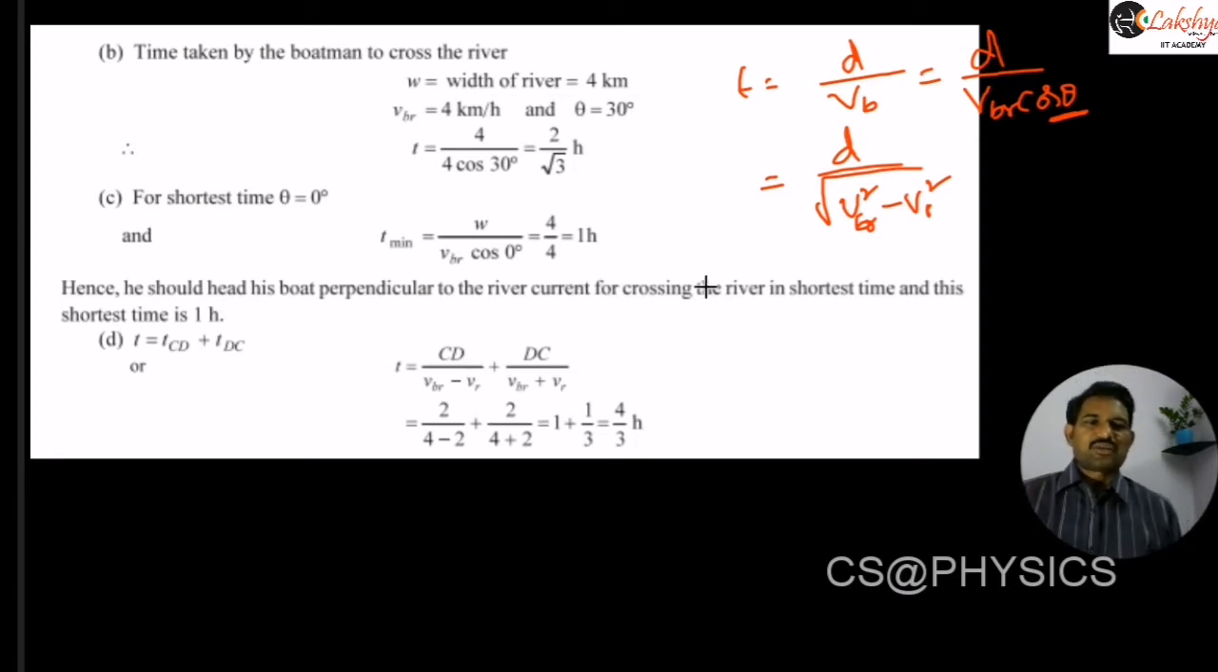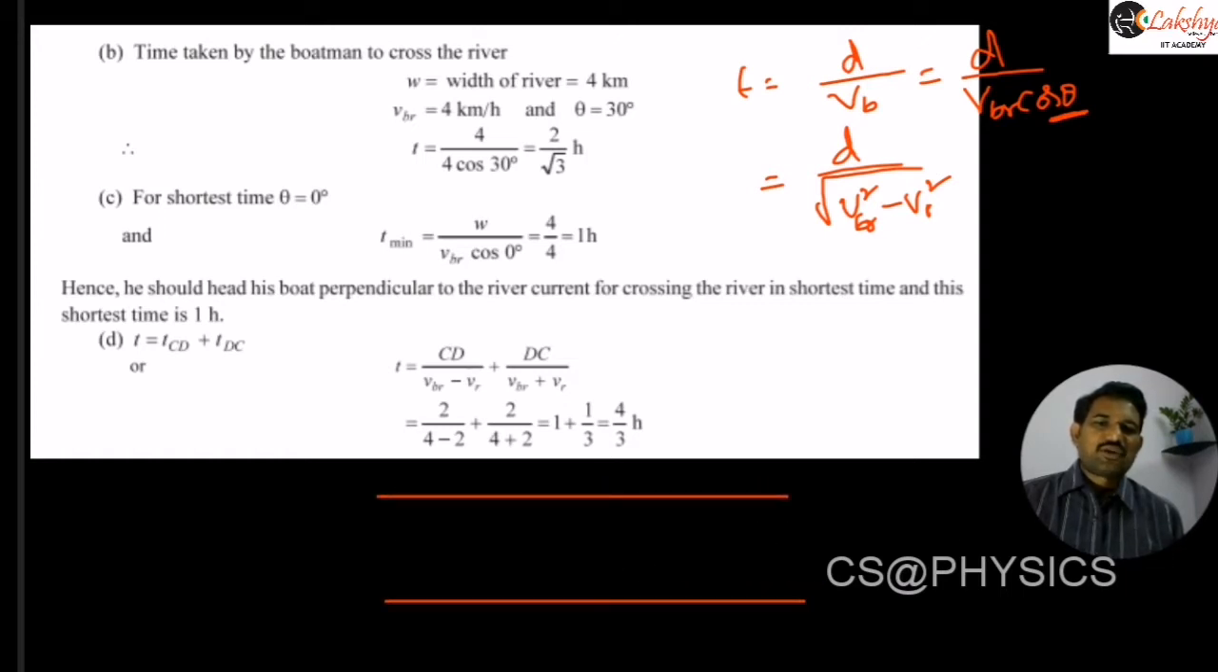Then the next case is they are asking in which direction the person should start his journey to cross the river in the shortest possible time. We know if you want to cross the river in the shortest possible time, he should start his journey normal to the direction of the river flow. This we already discussed. All these are standard cases only. So the person will reach this point here.